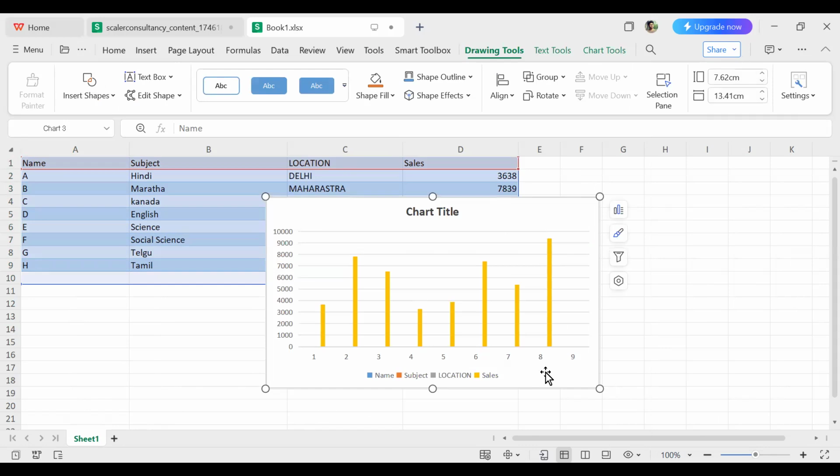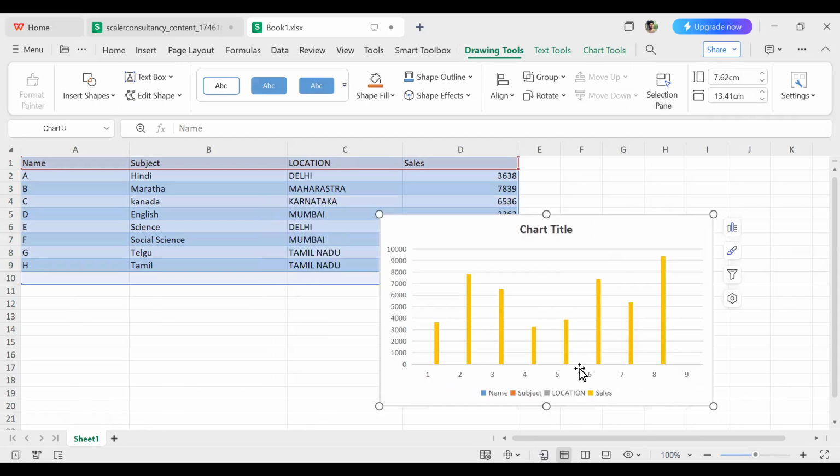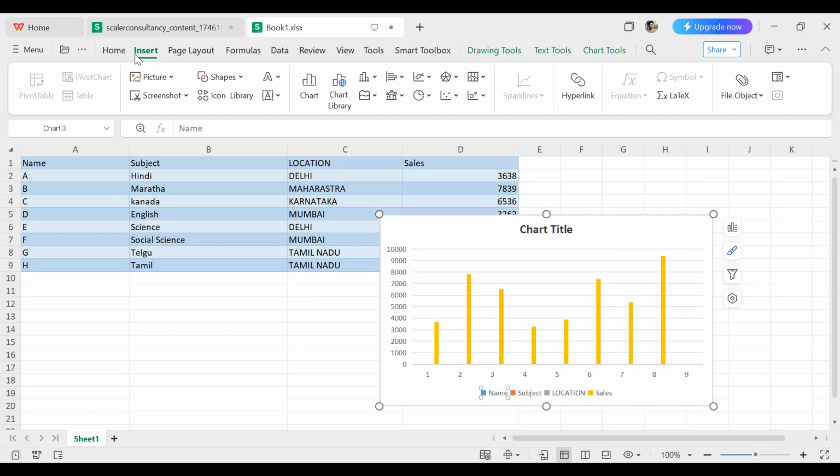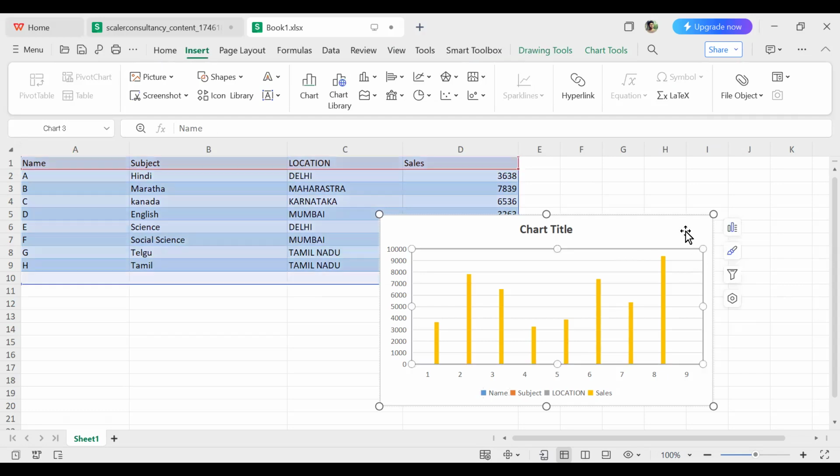So what we can see here is the location, name, subject, location, and sales. Here we can see 1, 2, 3, 4, but it's not in a structured way. So you should know how to represent your data visualization. That's the main purpose of a pivot table.